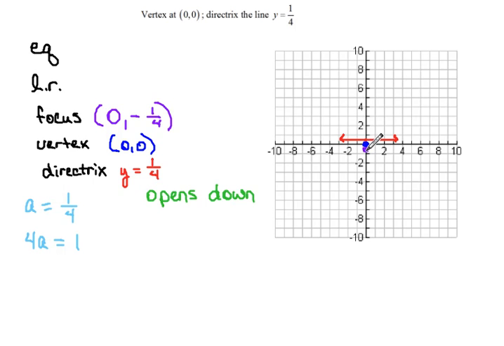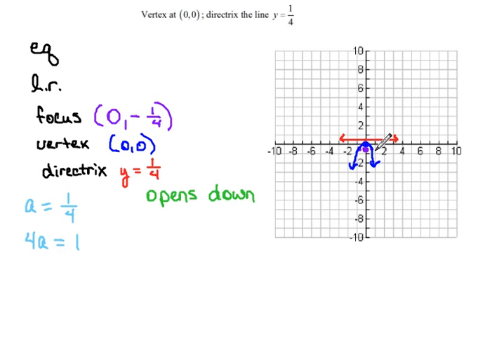We also know that the latus rectum is 4a units long. So if this is 4a units long going through the focus, that means it's 1 unit long. We'll have half on one side and half on the other. Oh, this is going to get really tiny. So I'm going to go over here 1/2 unit, and over here 1/2 unit. And that's as big as our parabola is going to be. This thing is going to be very tiny.